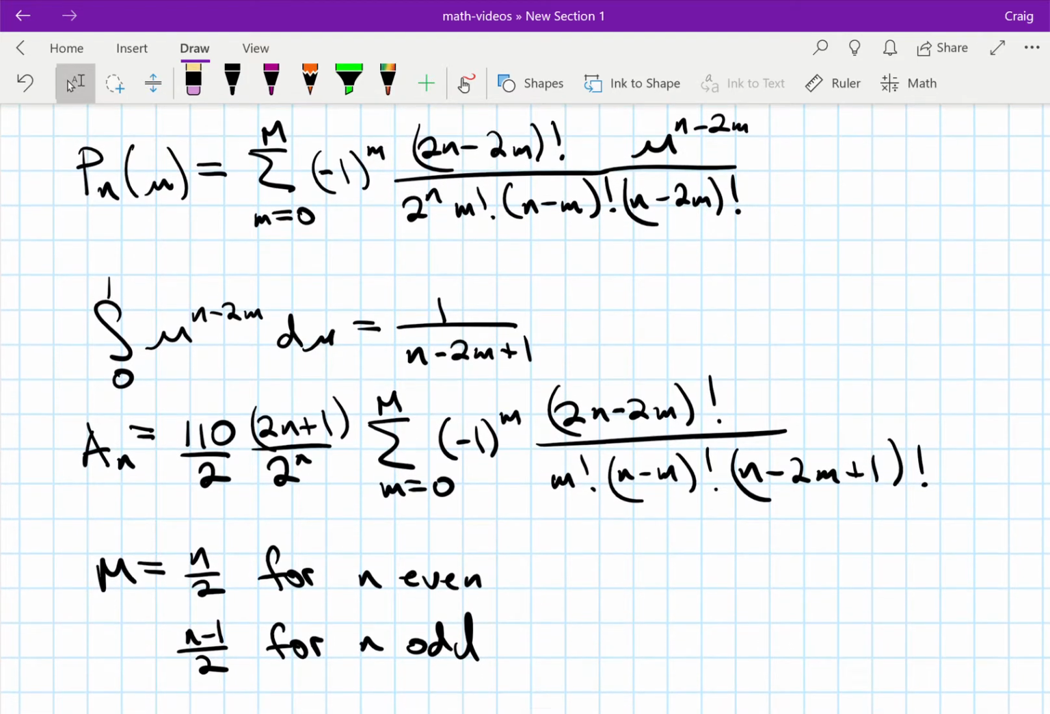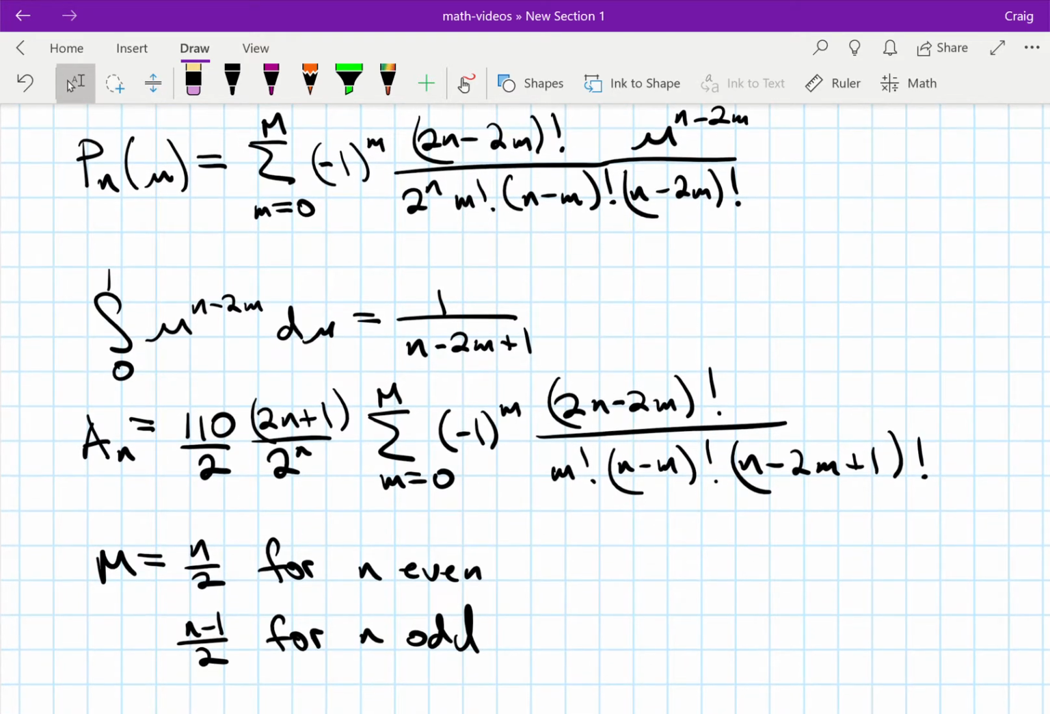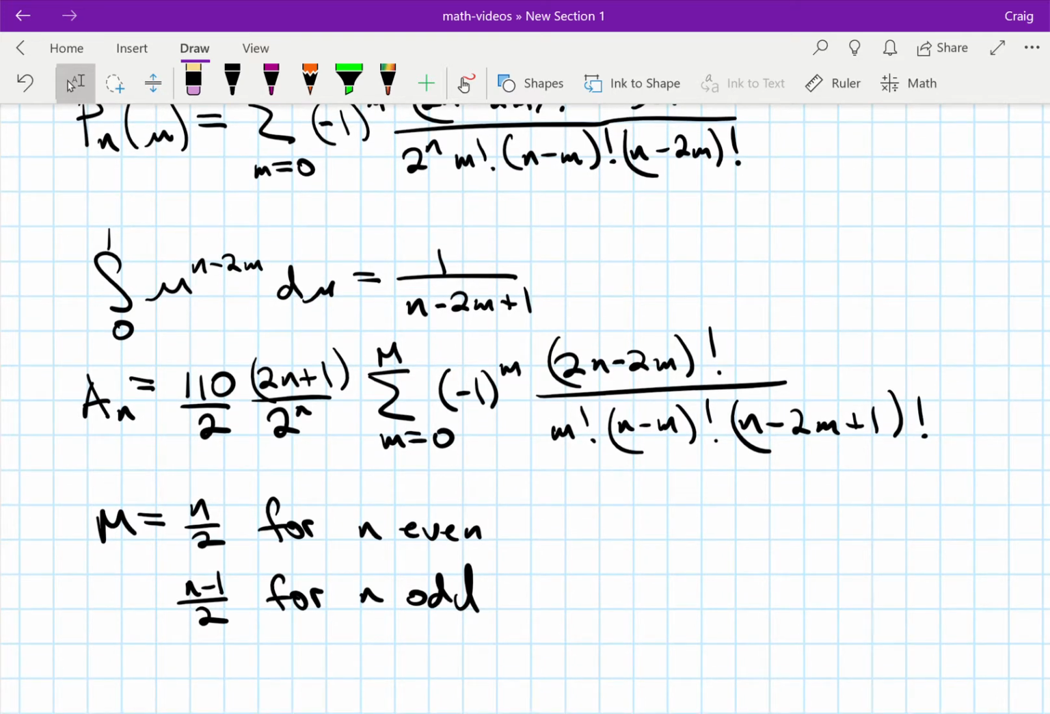Okay, so in other words, if we're thinking about the third term in our Fourier-Legendre series, so for n equals 3, then the upper limit would be 1. So I would have two terms in that series. I would have 0 and I would have 1. So little m would be equal to 0 and little m would be equal to 1. That would be the last term.